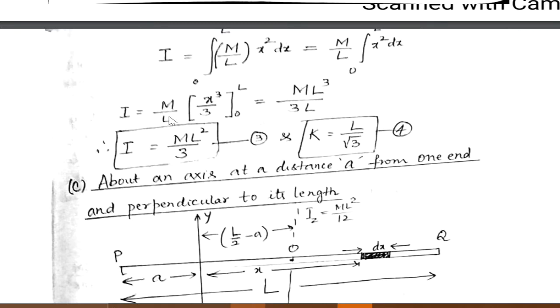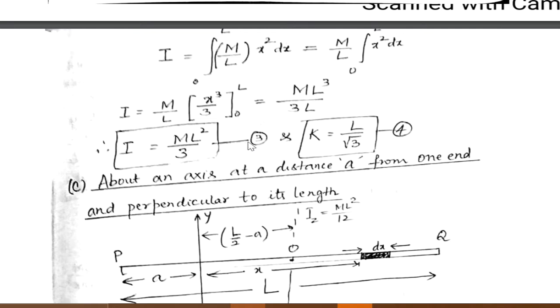So the next step is m by L is constant. Integration of x square is x cube by 3 between the limits 0 and L. So it becomes m L cube by 3L. Cancel L and L. You will get I is equal to ml square by 3.